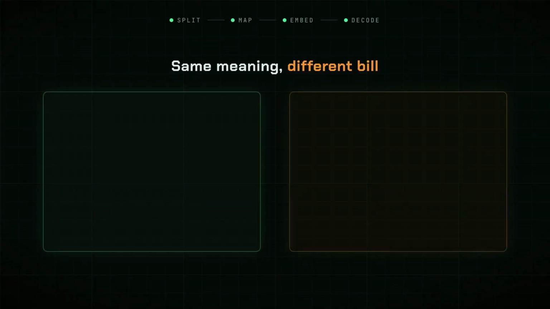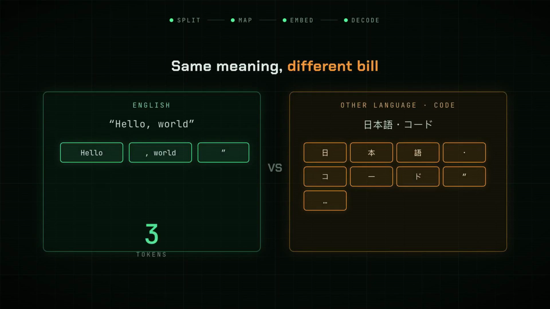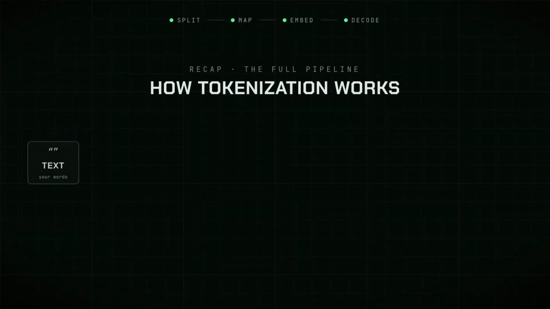Tokens are also the meter. You pay per token and the model's memory limit is counted in tokens. English is efficient, but many other languages and code split into far more tokens for the same meaning. Same sentence, bigger bill. So that is tokenization.